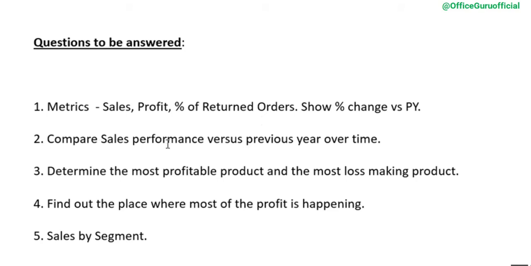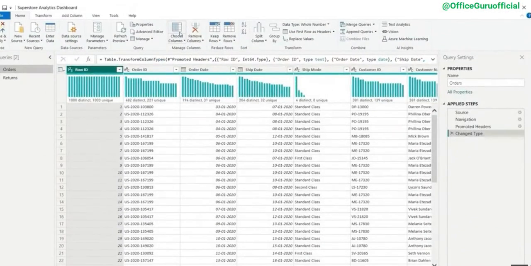From here, we can see sales performance versus previous year over time. So some date column is required. So order date is required. From here, we can see the profitable product. So it says product, so we require the columns which deal with product. From here, we can see find out the place. So place, as in, we require the geographical columns. And in the sales by segment, we require the segment column. So let's move to Power Query. And here we'll do choose columns.